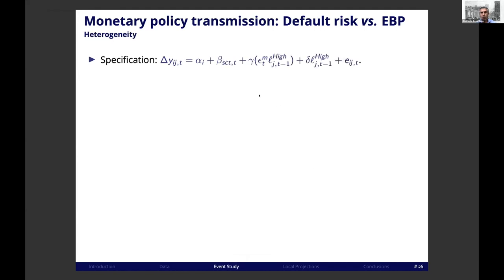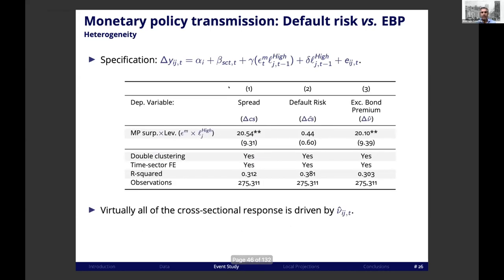We then look at the heterogeneous response of these various components to monetary policy surprises, where we use our specification with time sector fixed effects. And again, what you can see here is that our baseline coefficient, which remember is the relative response of a firm with high leverage in deviation from the average response in a given sector, is virtually entirely driven by the excess bond premium component rather than the default risk component.